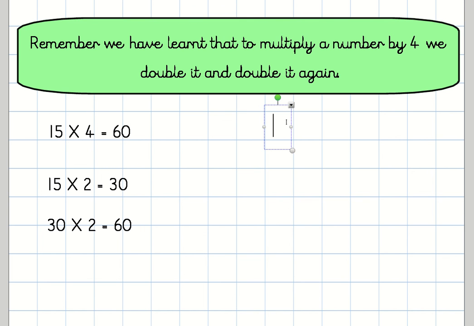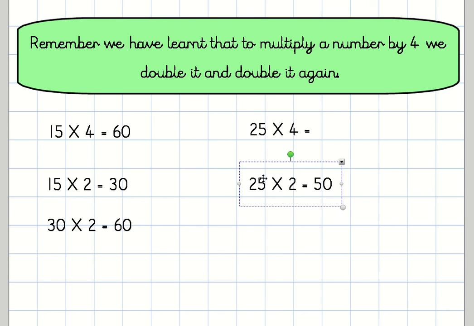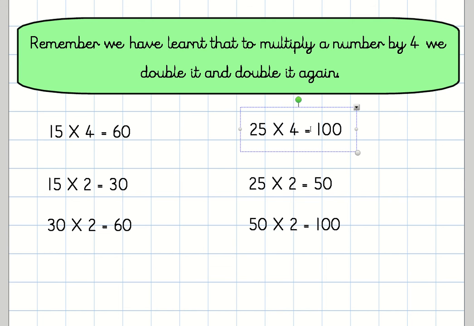Why don't you have a think about this one? Let's try 25 times by 4. If you need to, pause the video and have a go. The first thing we're going to do is double 25. So 25 times 2 equals 50. And then 50 times by 2 equals 100, which means 25 times 4 equals 100. Good little trick, I think.